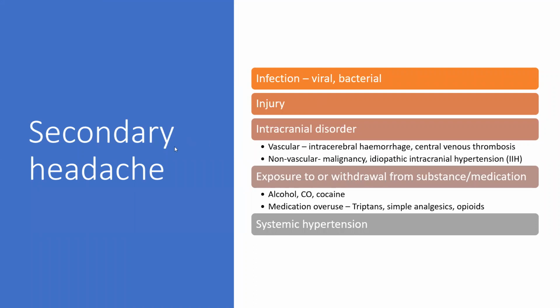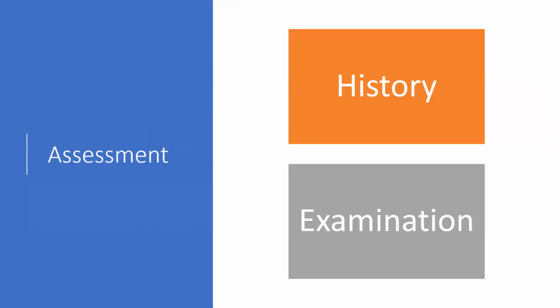So what are we going to do next? Assessment. How are we going to assess? We are going to do history and examination. It is a very important cornerstone of any medical assessment of any symptom. I cannot stress it enough. That will give you the possible differential diagnosis. So a thorough history and a relevant, focused examination is very important for any symptoms.